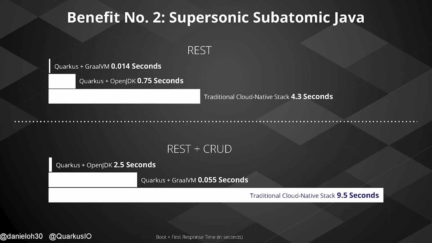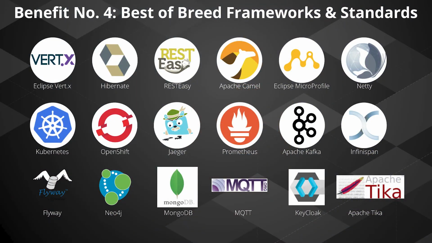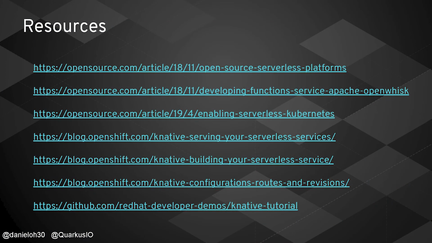The other benefit is that you can develop and unify imperative and reactive applications. For example, if you want to integrate your backend application on Quarkus with a Kafka cluster, you just put in an annotation like @Incoming for Kafka. And there's nothing else you need to implement, just parse the JSON format application data. There are also multiple open source projects to integrate with, like Kubernetes, OpenShift, and Prometheus and Jaeger for monitoring, etc.